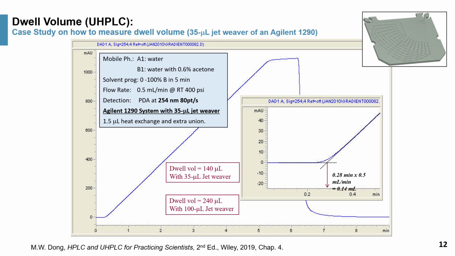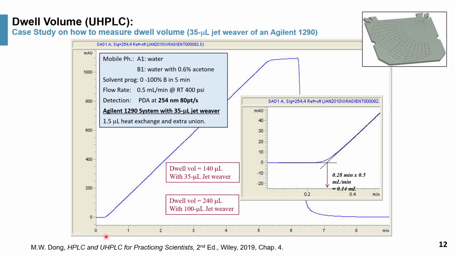This figure illustrates how you measure dwell volume. This case study is the dwell volume measurement using this procedure, which is documented and published in chapter 4 of the book, using this operating condition, where we fill mobile phase A with water and B with water spiked with 0.6% acetone. This mobile phase gives you an absorbance of about 1.